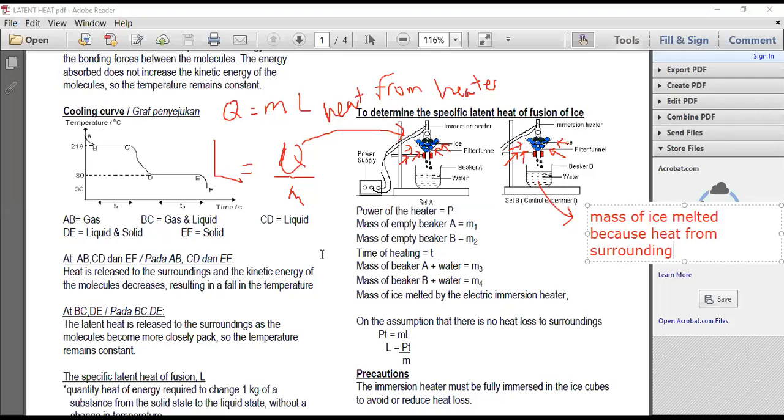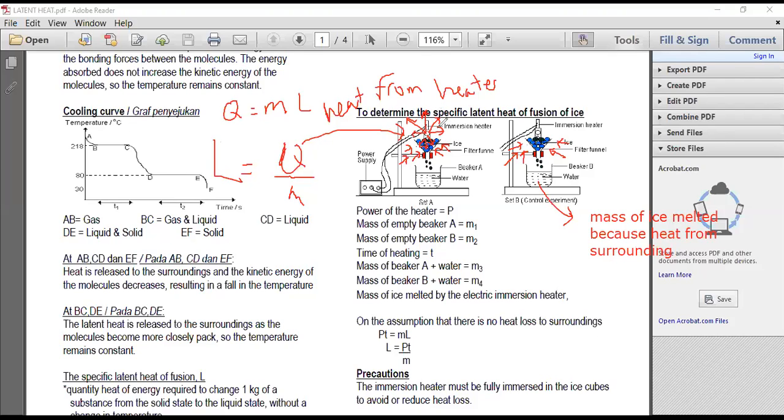Now, when we use this formula, we assume what? No heat loss to the surrounding. That means all the heat from the heater is absorbed by the ice. That is our assumption. But in reality, some of the heat will be lost to the surrounding.